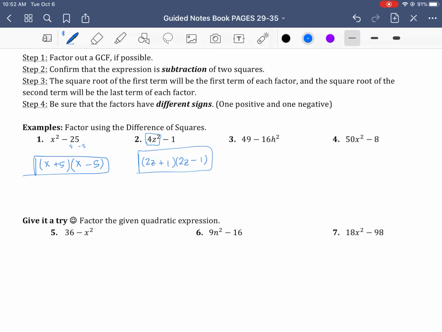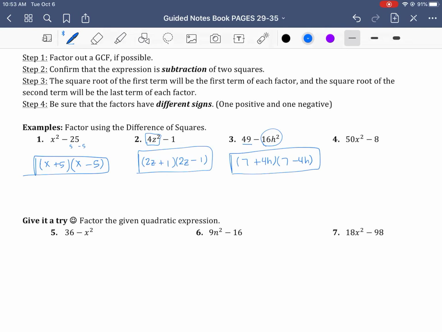Number 3, again, this is not in standard form, but sometimes the difference of squares is written backwards, and that's totally fine because we're just using the square roots of each piece anyway. So the square root of 49 is 7. Square root of 16h squared is 4h. We want 1 positive and 1 negative.